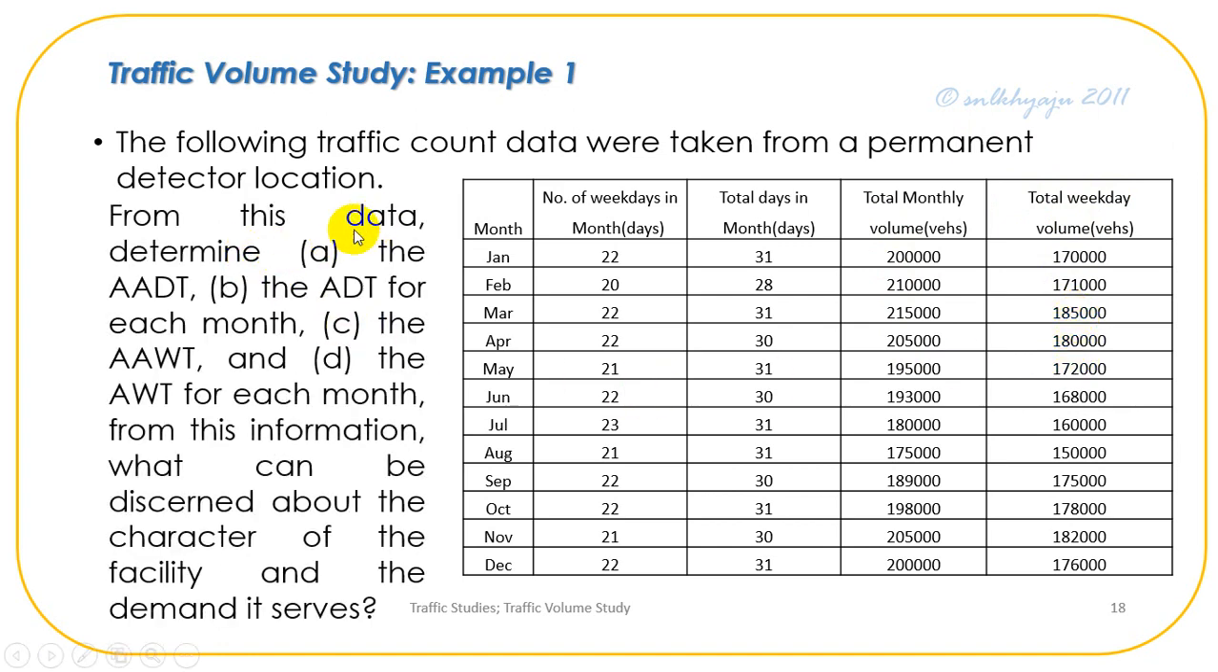And from this data determine: A, the annual average daily traffic, that is AADT, and average daily traffic for each month. C, average annual weekday traffic, and average weekday traffic for each month. From this information, what can be discerned about the character of the facility and the demand it serves?